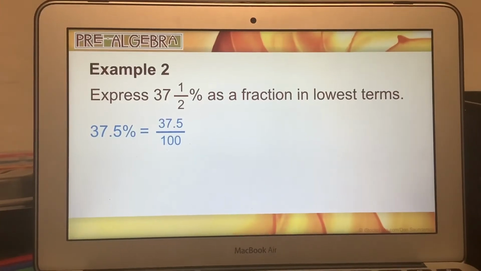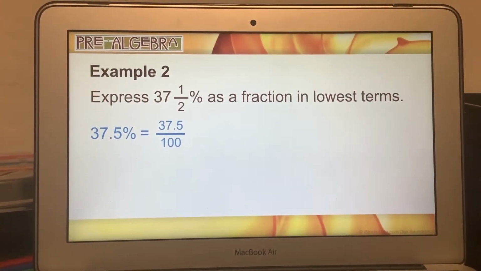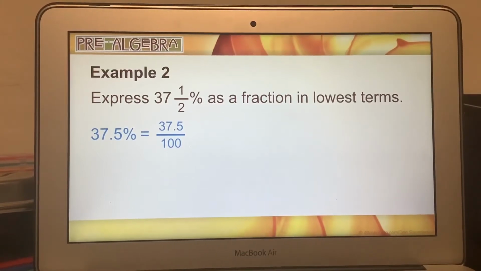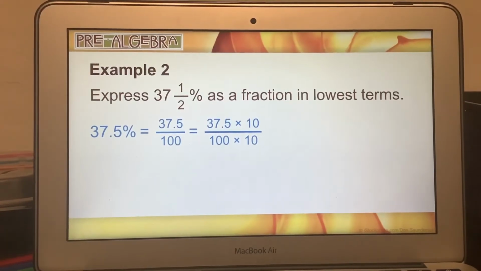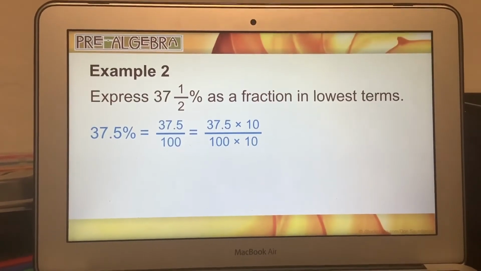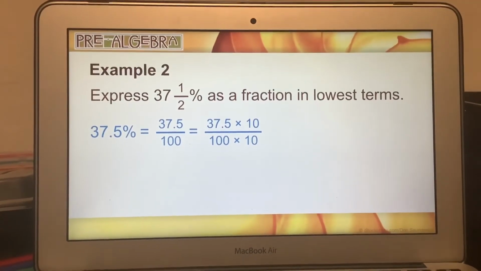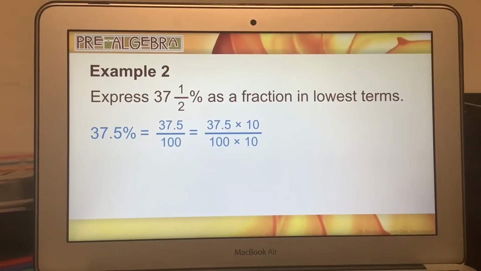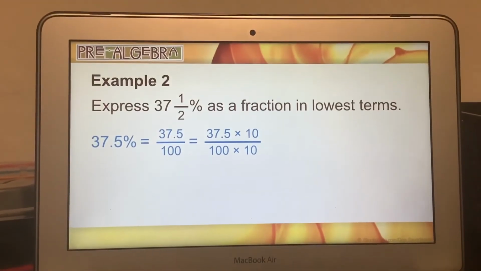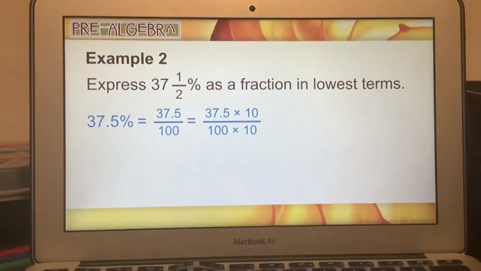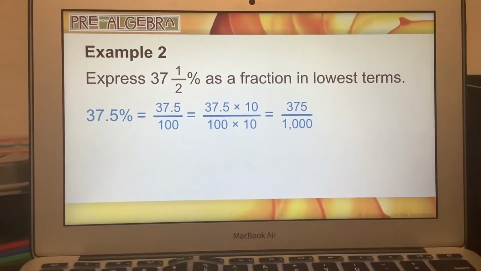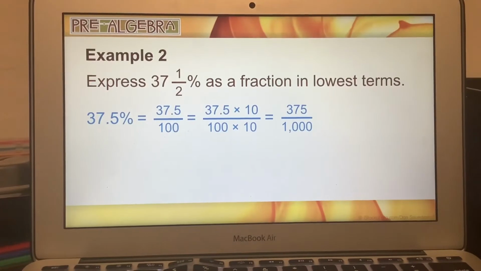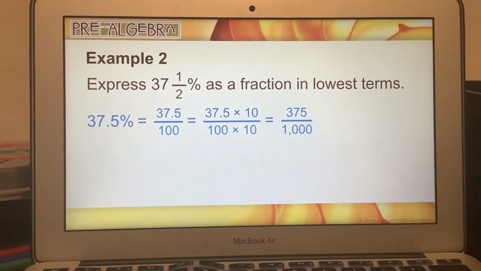And then I have to reduce that to its lowest terms. I can divide by 5 and keep reducing it that way. But actually I need to multiply by 10 in order to eliminate the decimal first. So 37.5 times 10, and then 100 times 10. 37.5 times 10 is 375. 100 times 10 is going to be 1,000.